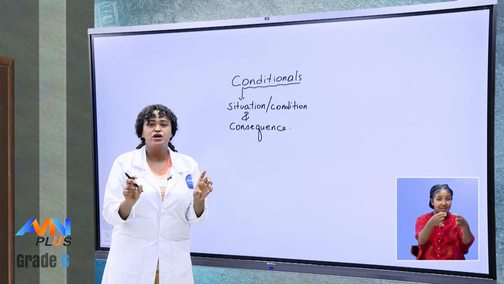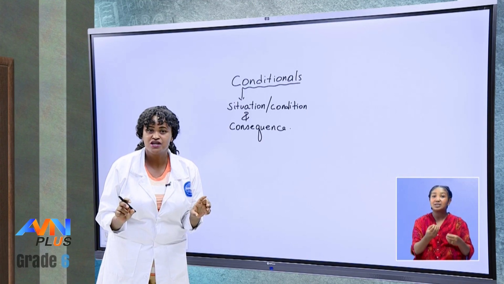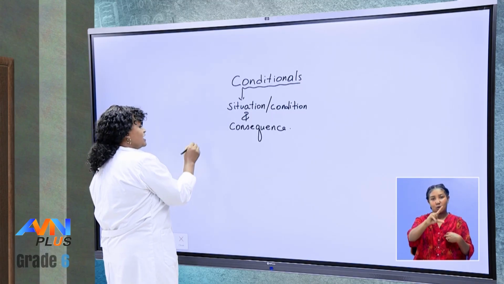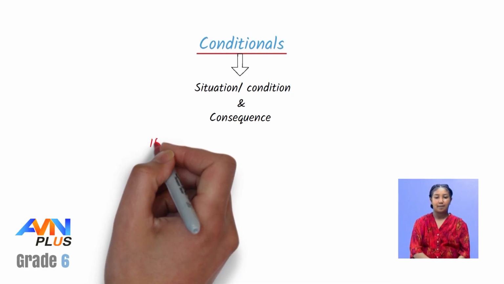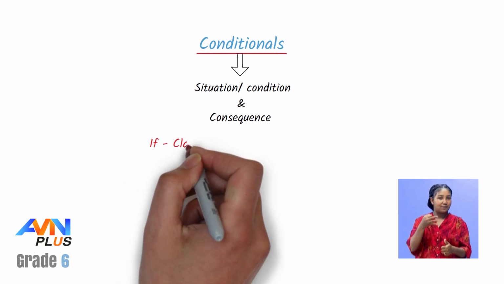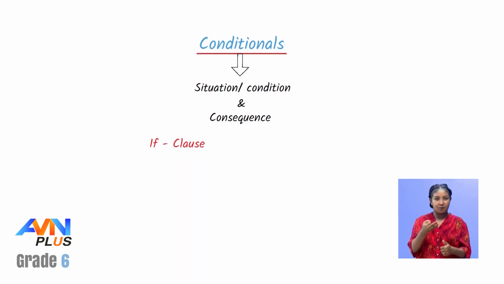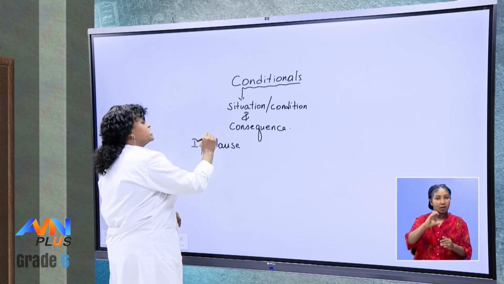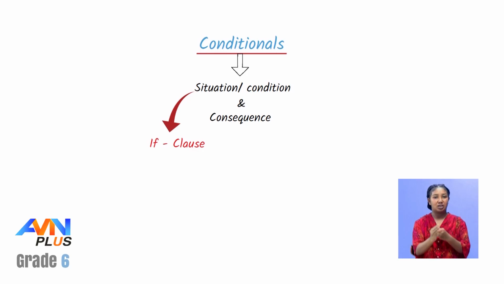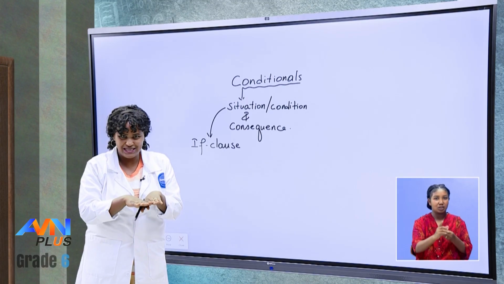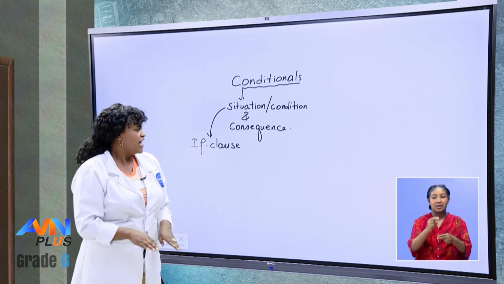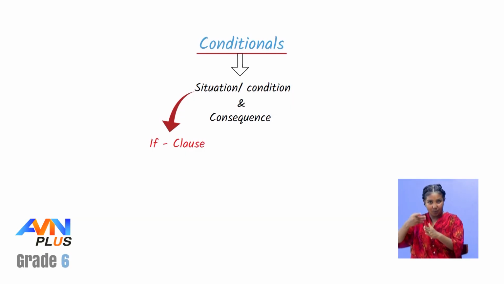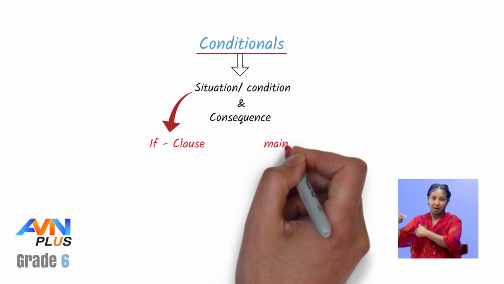in a sentence form, we have how many clauses? Very good. We have two clauses. Yes? The first one is what we call the if clause. All right? If clause means what? The situation or the condition. The condition which is set, that we call the if clause. And then after the comma, there comes a main clause.